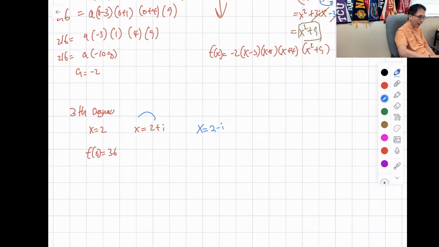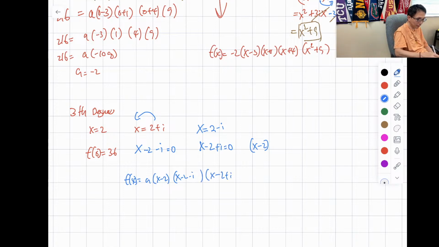Can I change this to factor form by moving everything to the other side? x minus 2 minus i equal to 0. Is that okay? x minus 2 plus i equal to 0. Is that okay? And x minus 2. So that's pretty much f of x is equal to a times x minus 2 times x minus 2 minus i times x minus 2 plus i.